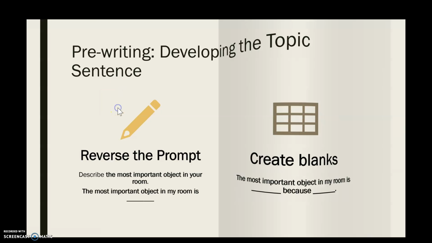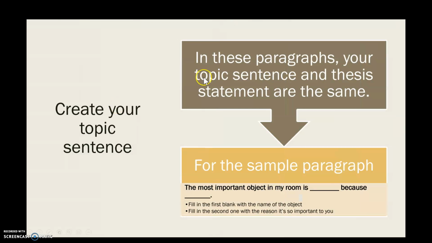To go into a little bit more detail, sometimes I use the word thesis statement when I'm talking about paragraphs. Topic sentences and thesis statements are the same at the paragraph level. The thesis statement will be something different at the essay level. But for a sample paragraph, which I'm going to work with and show you how to do throughout this presentation, the most important object in my room is blank because blank. We'll fill in the first blank with the name of the object and the second one with the reason that it's so important to you. And you'll see what that is for me in just a moment.